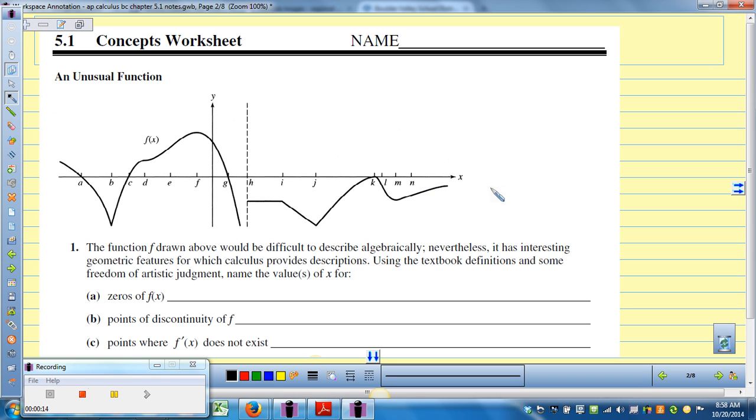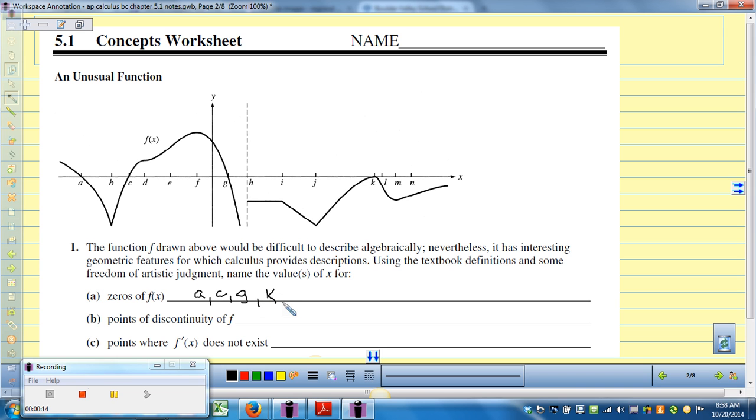are the zeros of f. And what do we get for the zeros of f? Start from left to right, please. Austin, can you help me? A, C, G, and what? K. Looks good. All right.